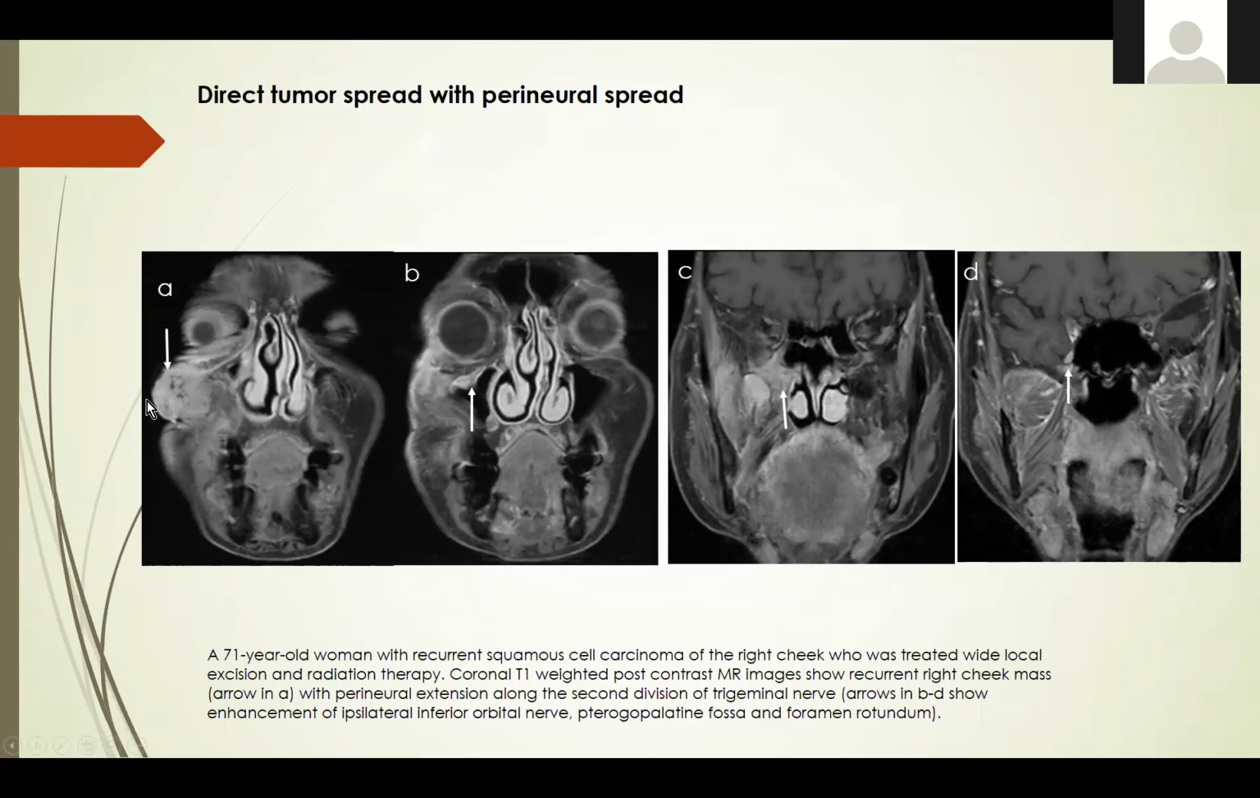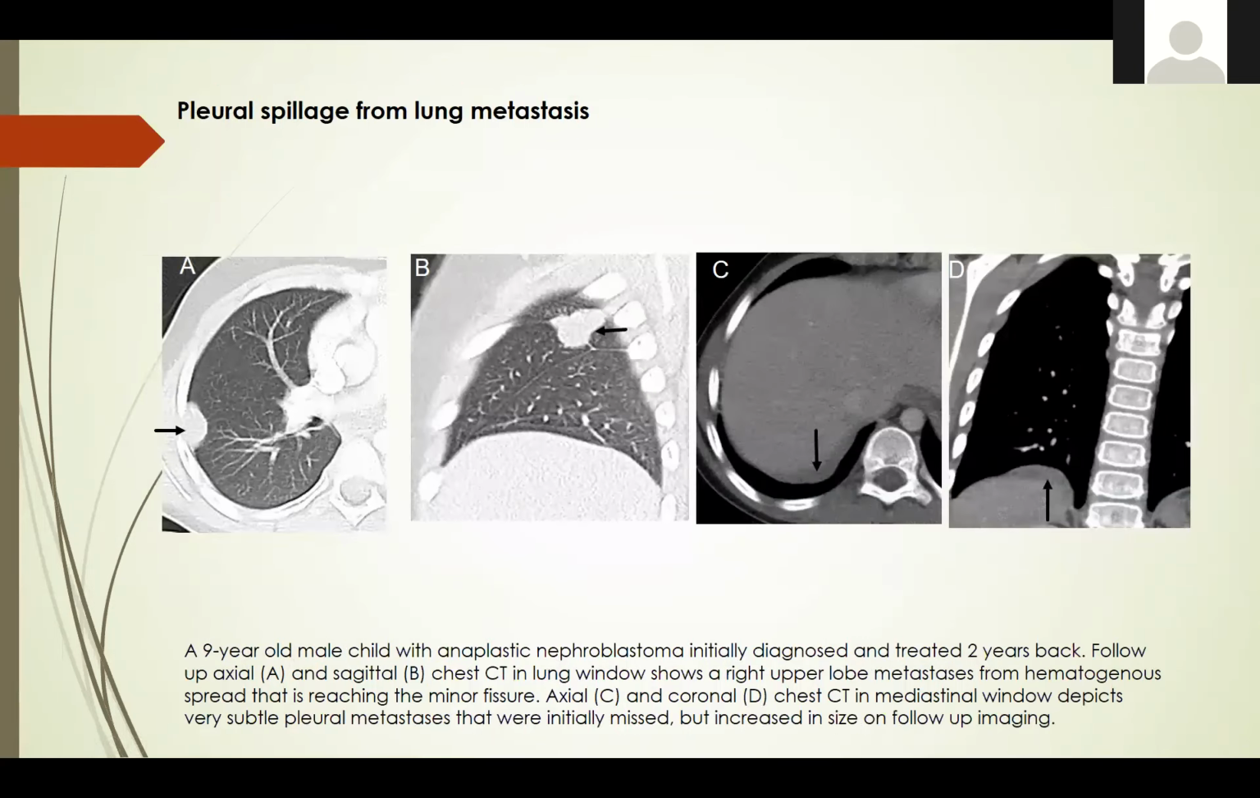This is a patient with squamous cell carcinoma of the cheek, and there is perineural spread along the inferior orbital nerve, pterygopalatine fossa, and also foramen rotundum. So these are all from different areas, and you're seeing similar patterns of spread, right?